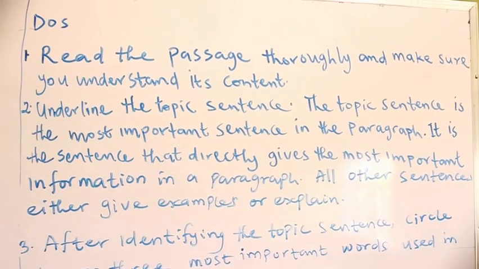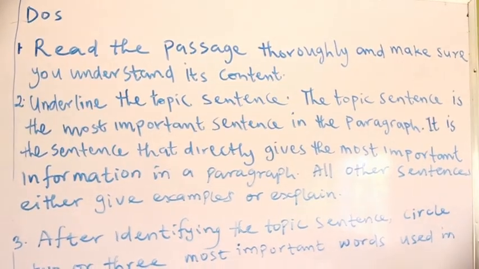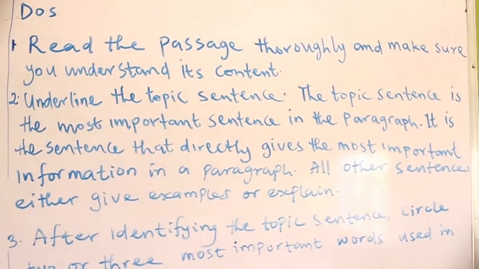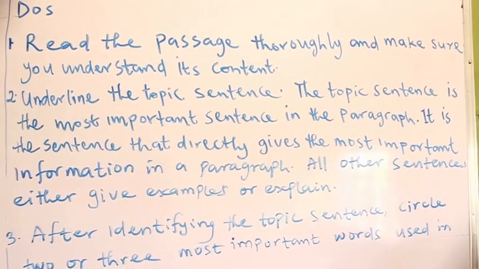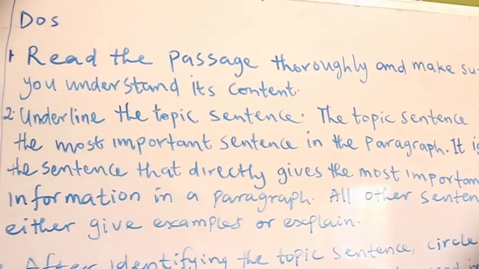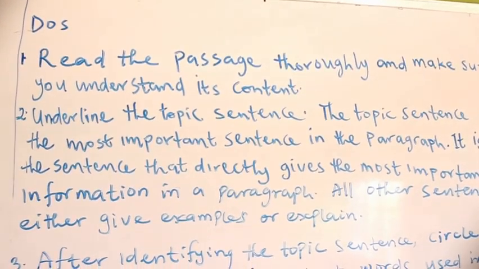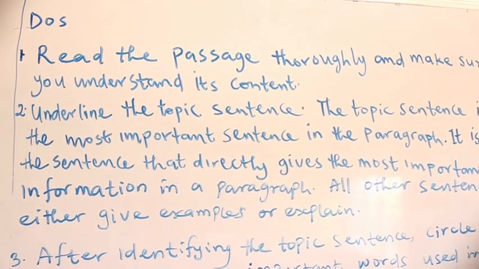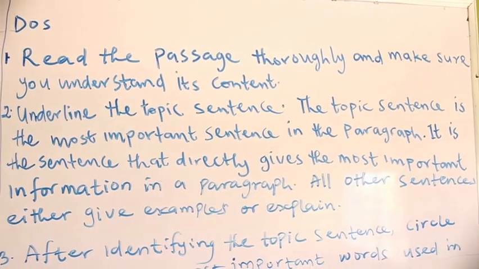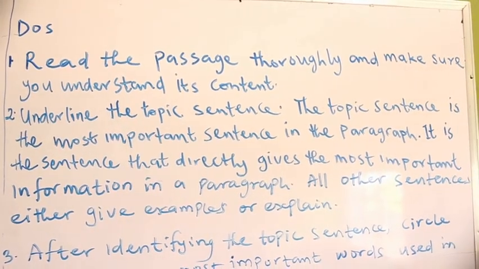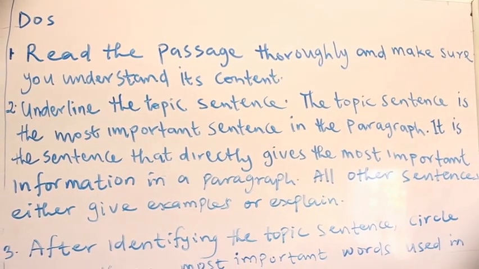The first thing you must do is to read a passage thoroughly and make sure you understand its content. You may need to read more than once. Sometimes you can read 3 times so that you understand what the writer is trying to say. The second thing, underline the topic sentence.